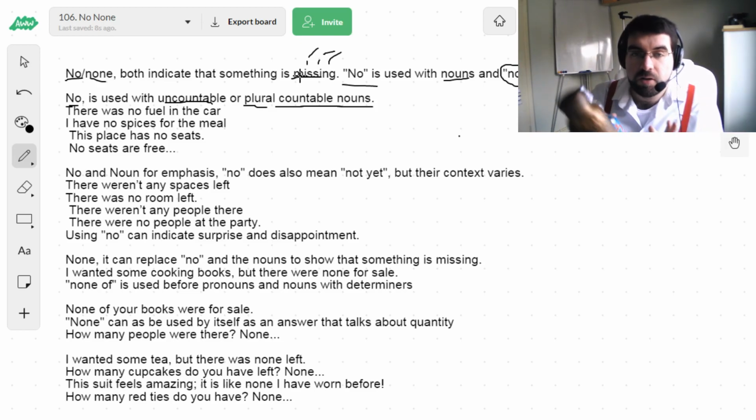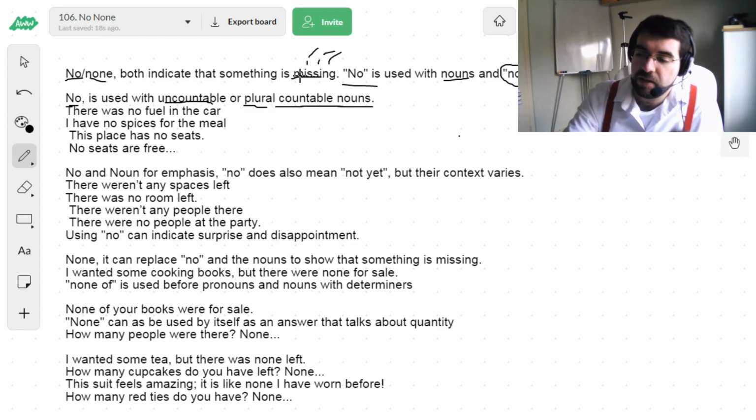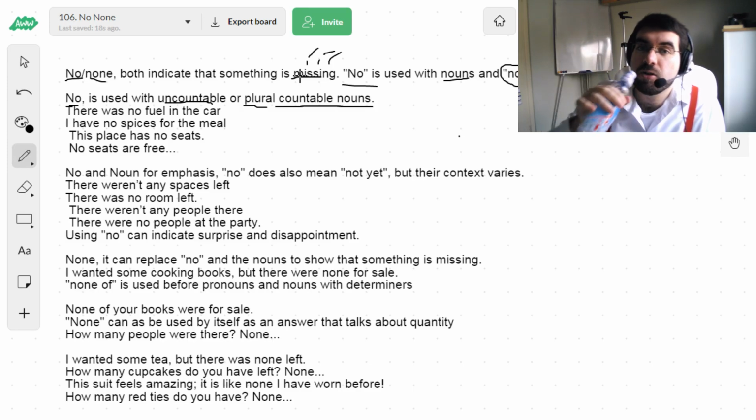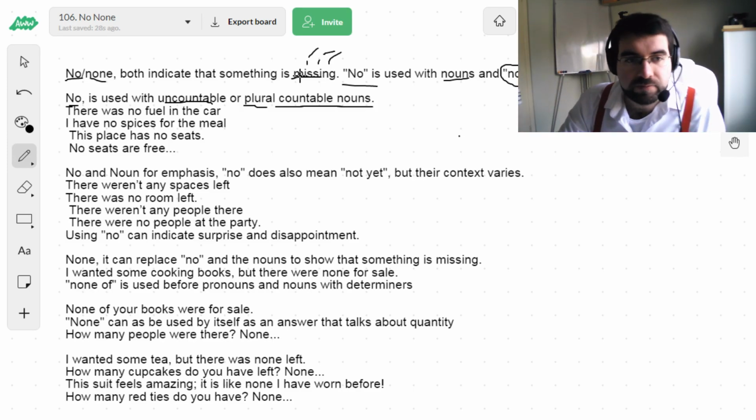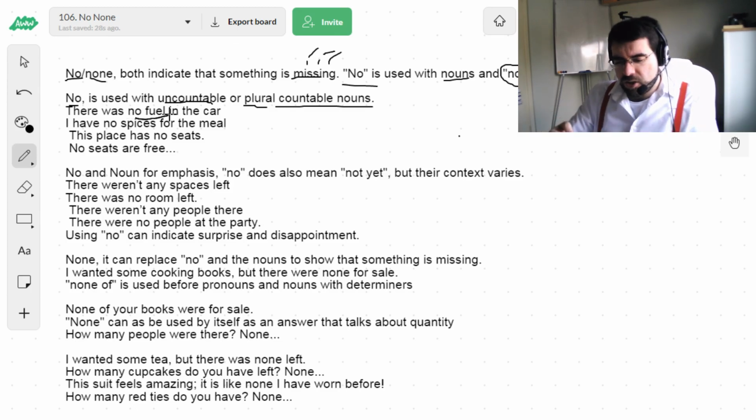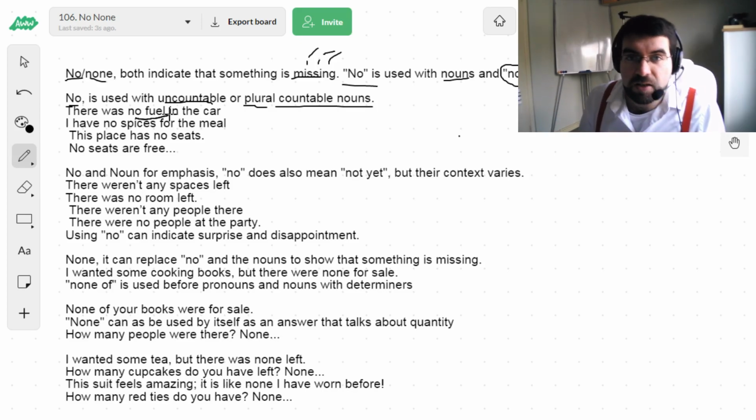I have got no bottles left to drink from. No bottles. One bottle, two bottles. Plural, more than one. Countable, you can count them. But lemonade, uncountable. How much lemonade? I have no lemonade left to drink. There was no fuel in the car. You try and turn the engine on? Doesn't work. Empty. No fuel. No gas. No gasoline. No petrol. No diesel. Doesn't work.